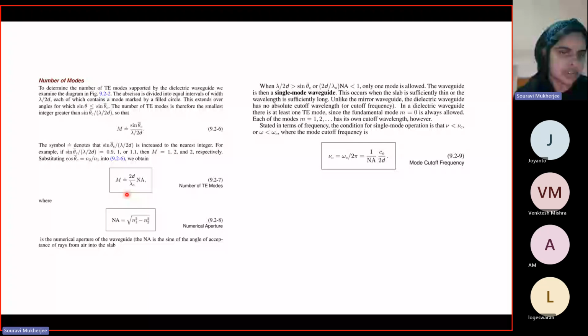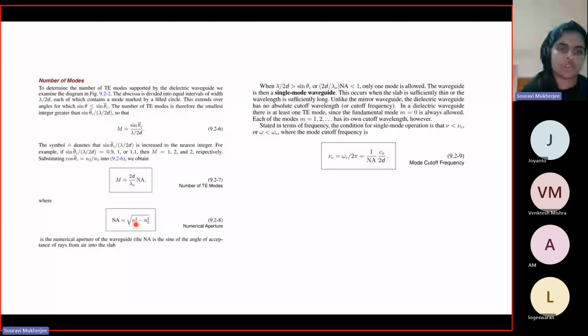What you can say is that you can write the same expression as m equal to 2d by lambda naught into NA, where NA is defined by this relation. Here N1 and N2 are the refractive indices of your core and clad. This is what is called the numerical aperture. Basically this is the sine theta value. If you think about it physically, numerical aperture gives you a range of values of theta c up to which light or your wave can be collected.